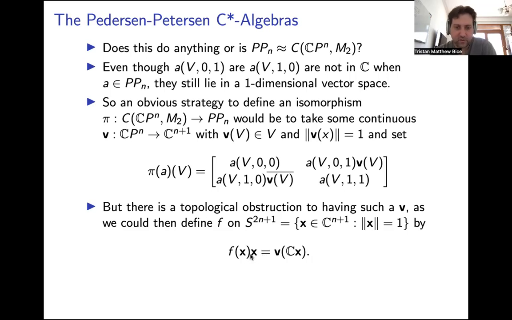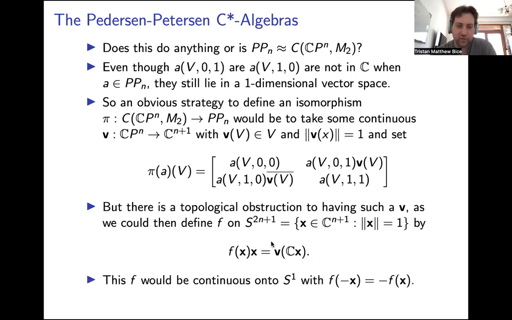This is a sort of indirect definition, but you can see that the f here is uniquely defined. V maps onto the one-dimensional subspace spanned by x, right? So there has to be a unique scalar making this true. And this would give you a continuous function to S1, just complex numbers of modulus 1, which moreover satisfies this extra condition that f of negative x equals negative f of x. Because if you put in a negative x, this doesn't change the subspace it generates, so v of that would be exactly the same. The only way that would be possible is if f of negative x is the negative of f of x.